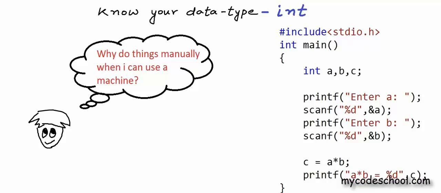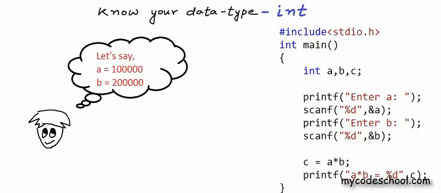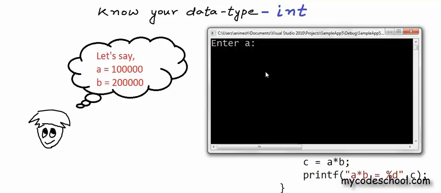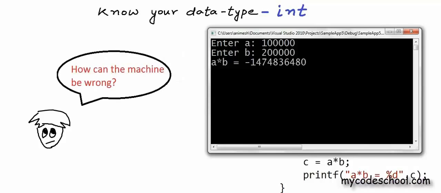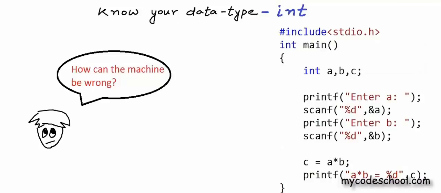Albert wants to run this program for A equal to 100,000 and B equal to 200,000. But when he runs the program, passing A as 100,000 and B as 200,000, he gets a negative value for the product of these two positive numbers. Albert is puzzled. How can the machine be wrong? Or is it his code that's gone wrong somewhere?